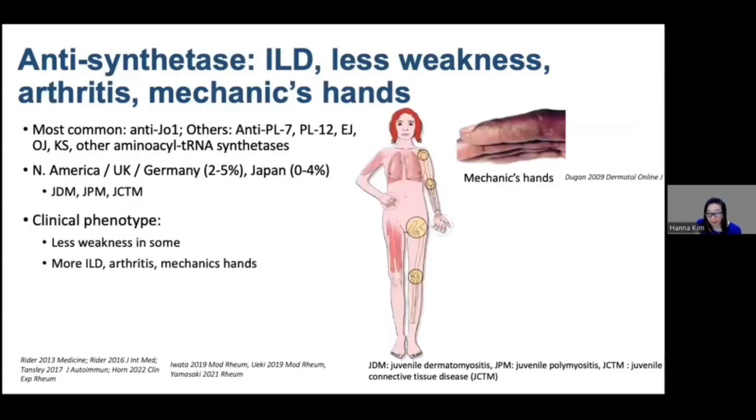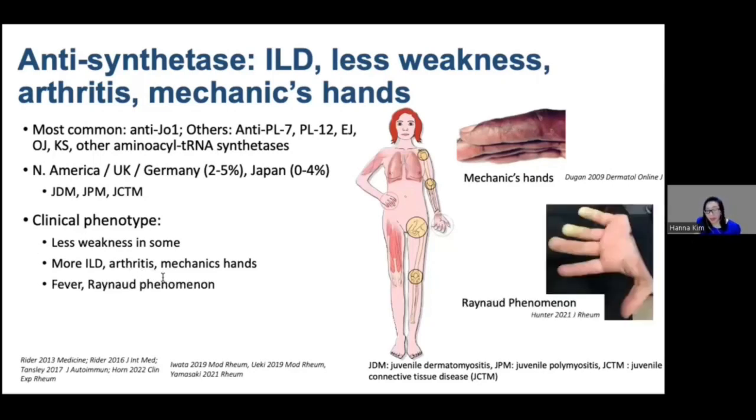What do we see with antisynthetase myositis? There is variable weakness. It's noted to have less weakness in some. There is more interstitial lung disease shown with the lungs. There is more arthritis or joint inflammation shown by highlighting these bone joints. And mechanics hands is a rash that can be seen. This is more commonly seen in adults, but it is particular to antisynthetase. It's a roughness or scaliness on the lateral aspects or the sides of the fingers. You can also see fever and Raynaud's phenomenon seen in this photo. And there's an older age of onset with antisynthetase.